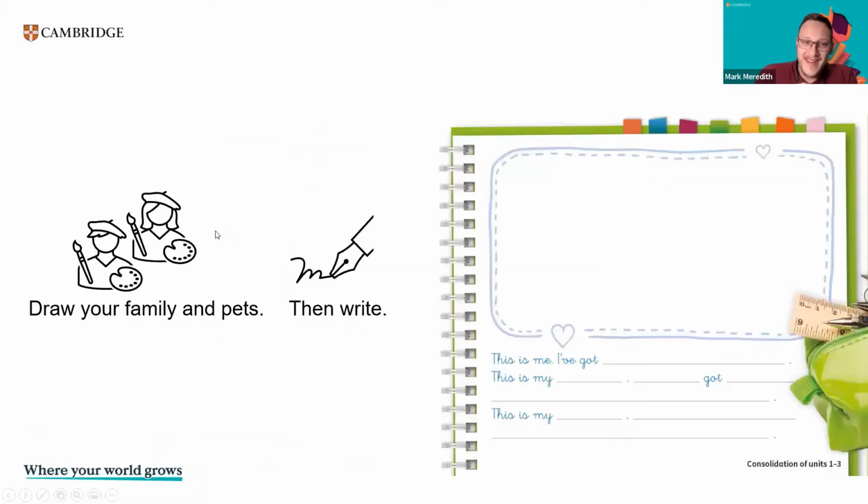Moving on then, we might ask them to draw their family and pets first and then write out an example, no? So first things first, draw so they can think and they get the idea, and then move on to writing it up with a bit of structure here. We're looking probably at early primary.